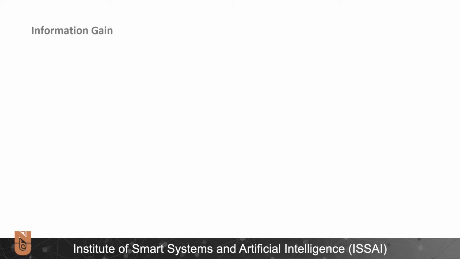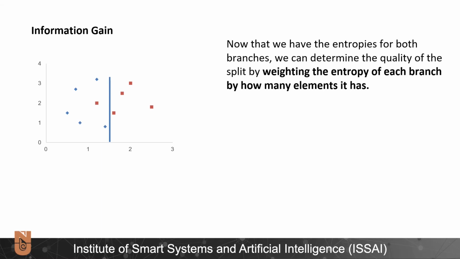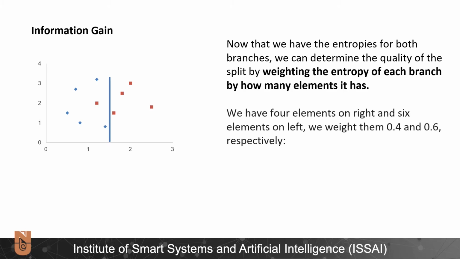Now that we have entropies for both branches, we can determine the quality of the split by weighting the entropy of each branch by how many elements it has. We have 4 elements on the right and 6 elements on the left, and we weight them by 0.4 and 0.6 respectively. So the entropy of the split will become 0.4 multiplied by 0 plus 0.6 multiplied by 0.65 and is equal to 0.39.